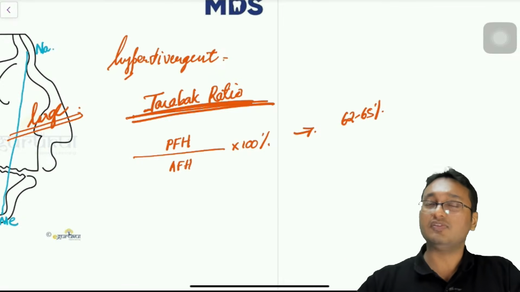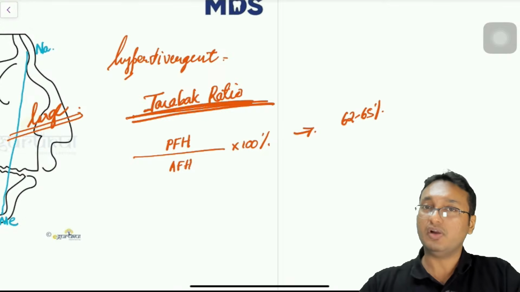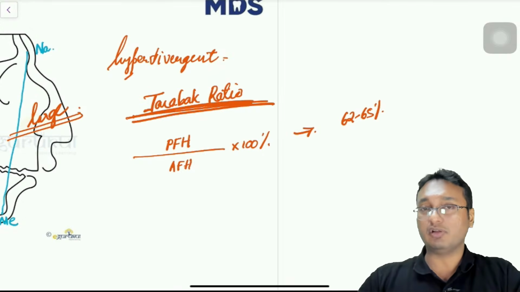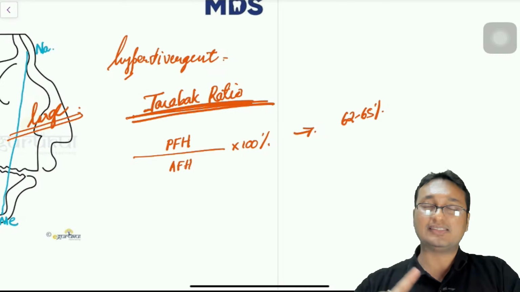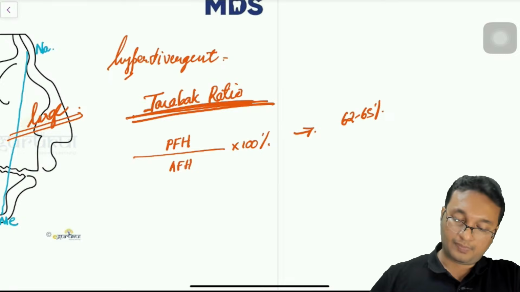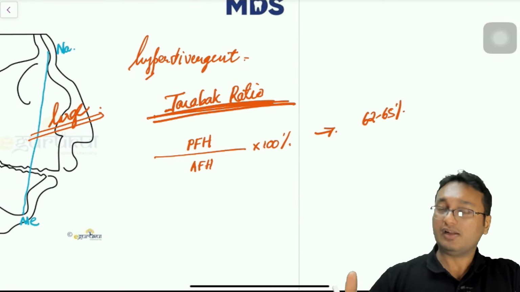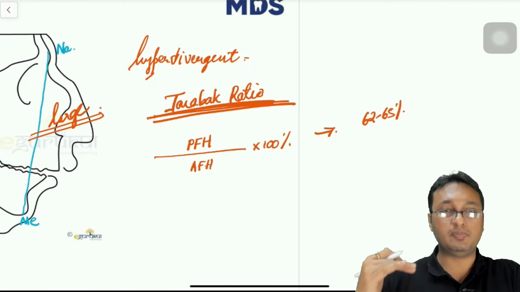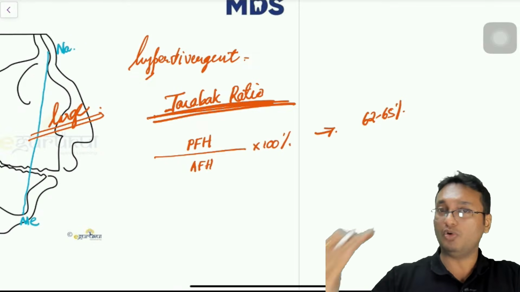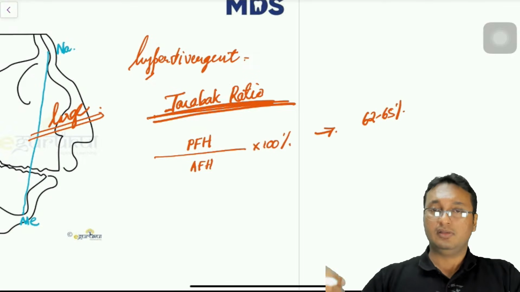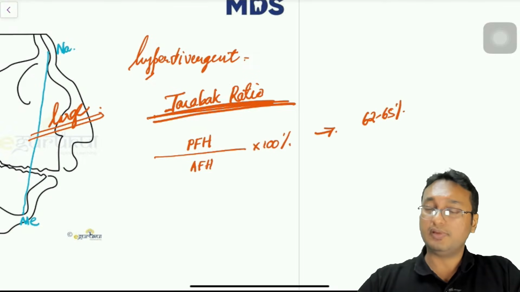Anything more than 65% contributes to horizontal growth pattern, and anything less than 62% contributes to vertical growth pattern. For vertical growth pattern, the posterior facial height should be small and anterior facial height should be normal or more than normal. In that case only you're going to get the percentage value less than 62%.